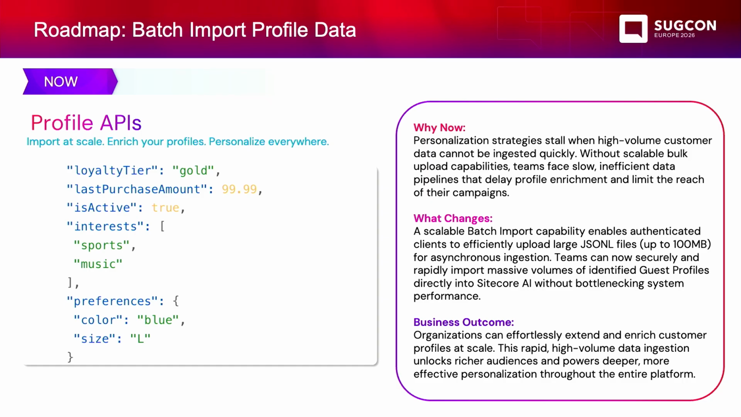So those segmentation features I talked about earlier on, real-time decisioning, you want to be able to use external data to personalize on, to segment against. So these APIs will allow you to ingest those profile data directly into SitecoreAI and use them instantly.